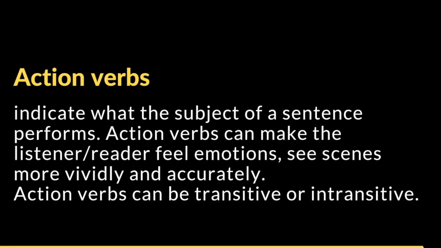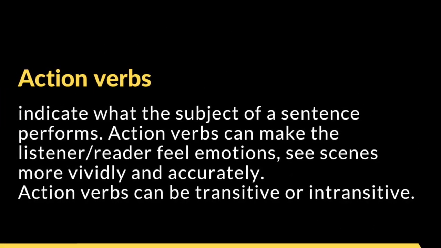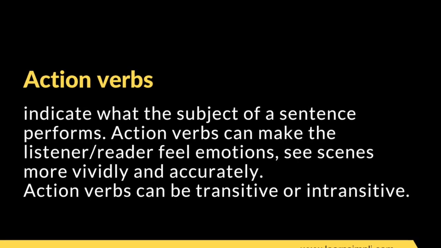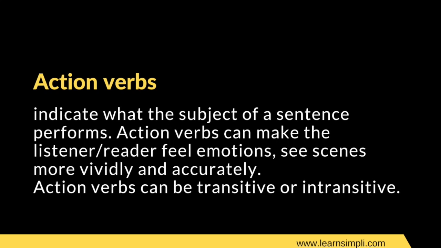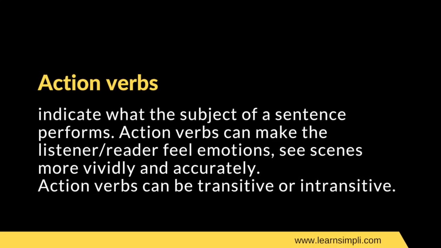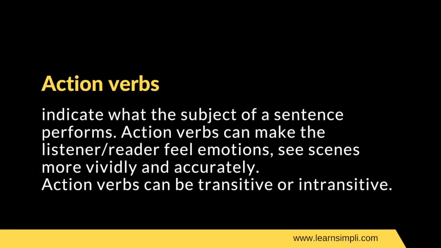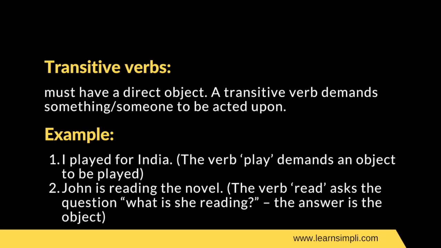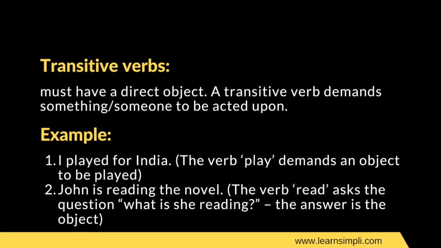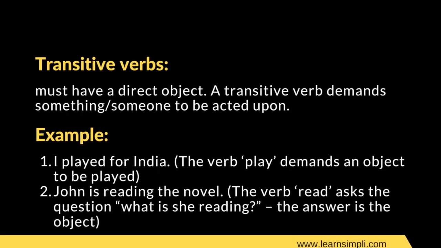Action verbs indicate what the subject of sentence performs. Action verbs can make the listener or reader feel emotions, see scenes more vividly and accurately. Action verbs can be transitive or intransitive. Transitive verbs must have a direct object. A transitive verb demands something or someone to be acted upon.